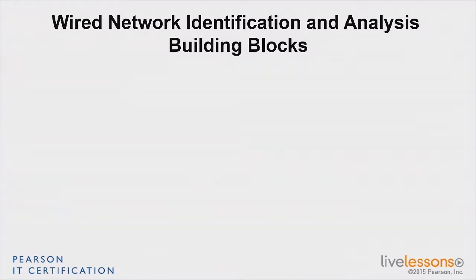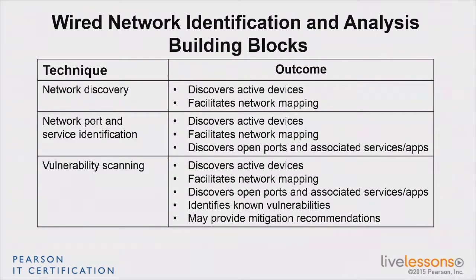So let's just take a look at a wired network, and let's look at our identification and analysis building block. What's the difference between the three different techniques that we looked at? So we've got our wired network again. We're saying, let's try each one of these. So our first technique was network discovery. The outcome of our network discovery, where we're just using a ping command or doing OS fingerprinting, is to discover active devices and, of course, rogue or unauthorized devices, and that will facilitate a network map. What responds to us allows us to build a map.